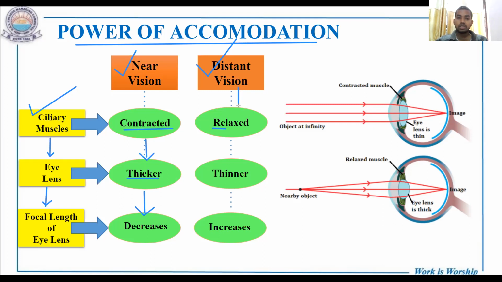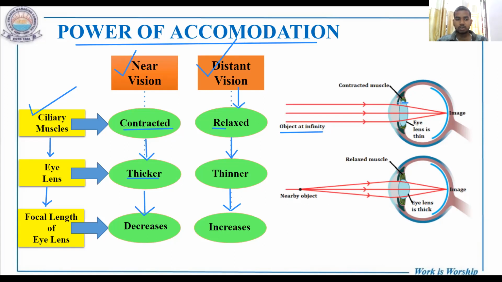Then for distant vision, the ciliary muscles will be relaxed, so that the lens becomes thinner. It becomes thinner means its curvature decreases and its focal length increases. Thus, we can see near and far objects clearly. If the object is at the farthest point, the light is refracted and forms an image at the retina. So see the actions of the ciliary muscles.